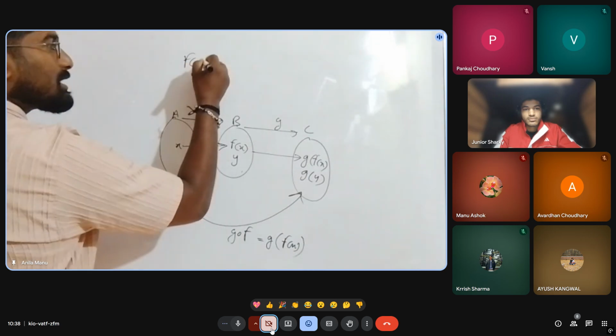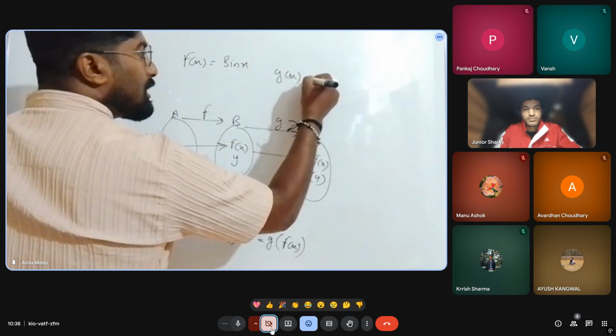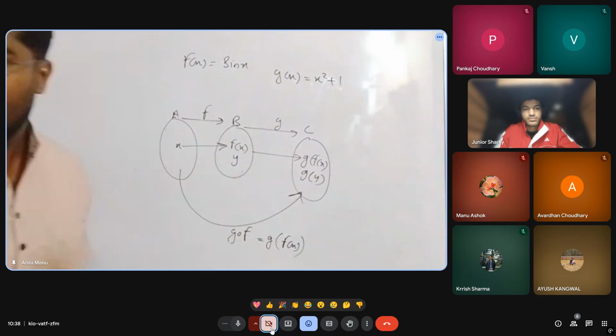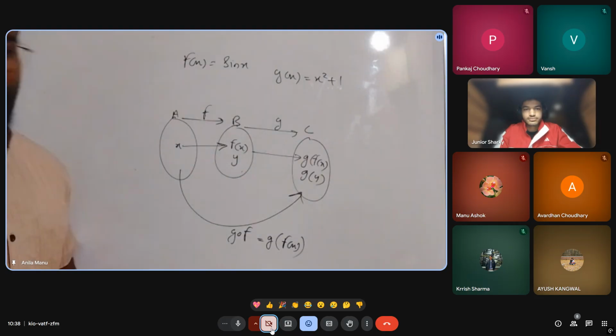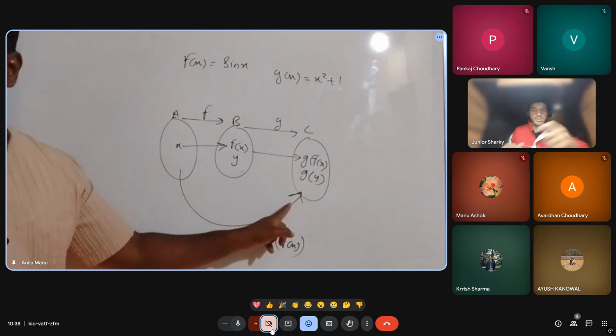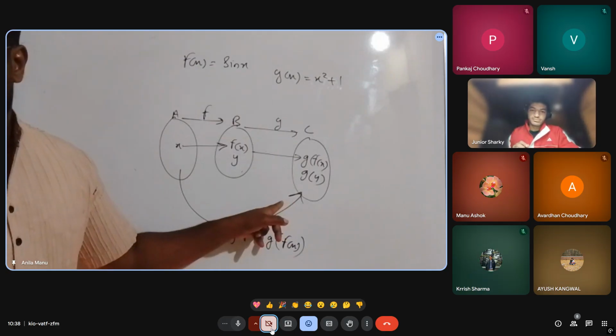f of x, you consider sin x. Earlier we have taken g of x is equal to x square plus 1. If you have any confusion or doubt, you can just do it with me, so you'll get it clearly. Is it clear, all of you, this one? Yes, sir. If you want, just make this diagram. Okay.